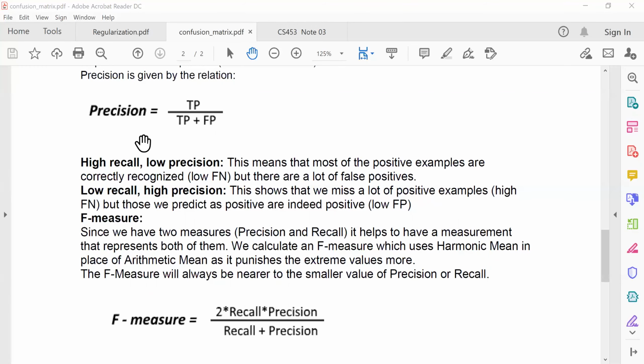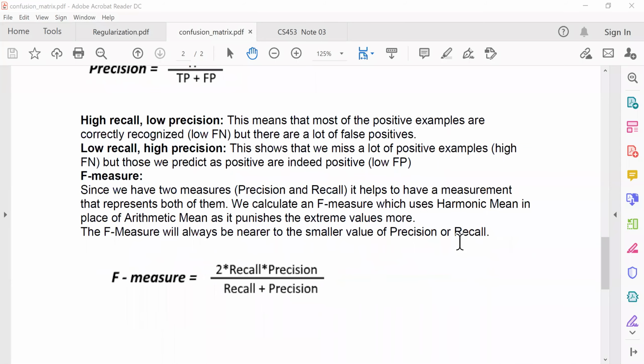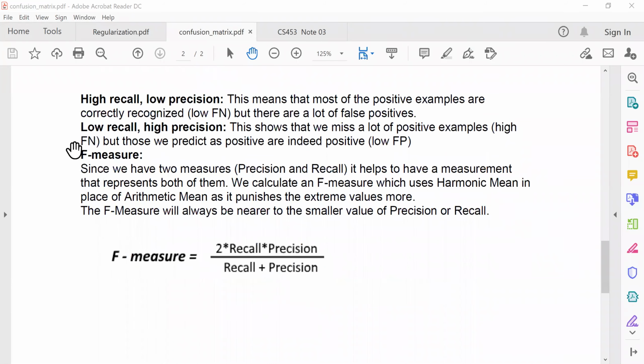So we can see that's why you cannot just depend on a single measure. That's why we also have the F measure.